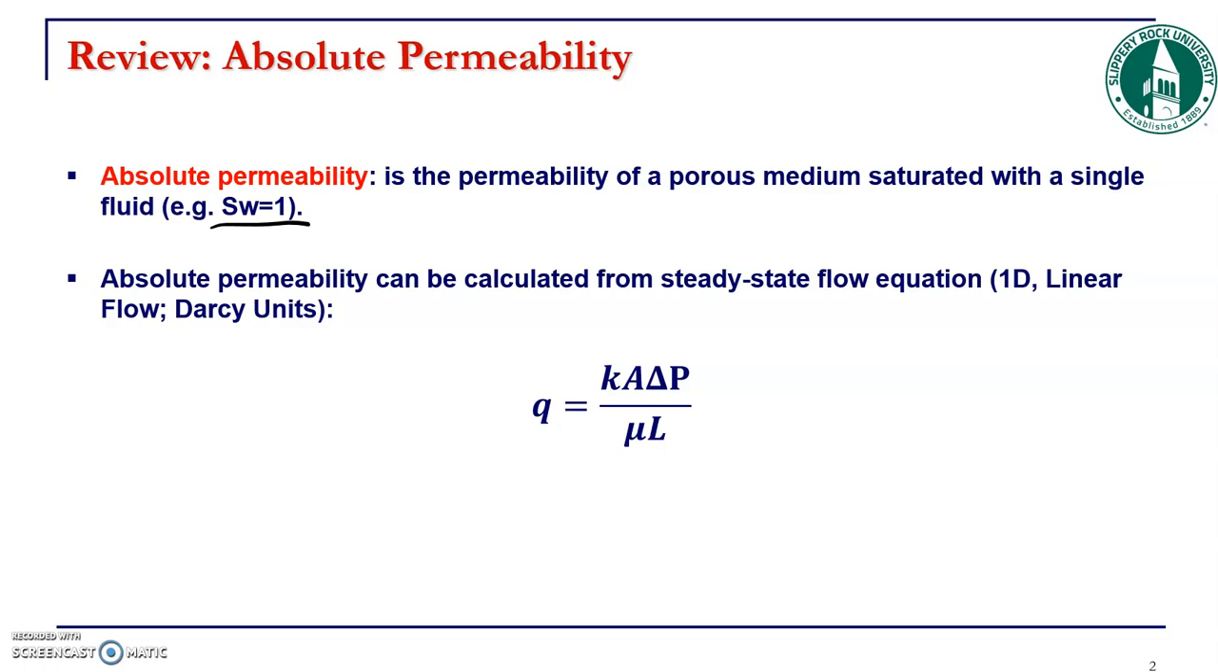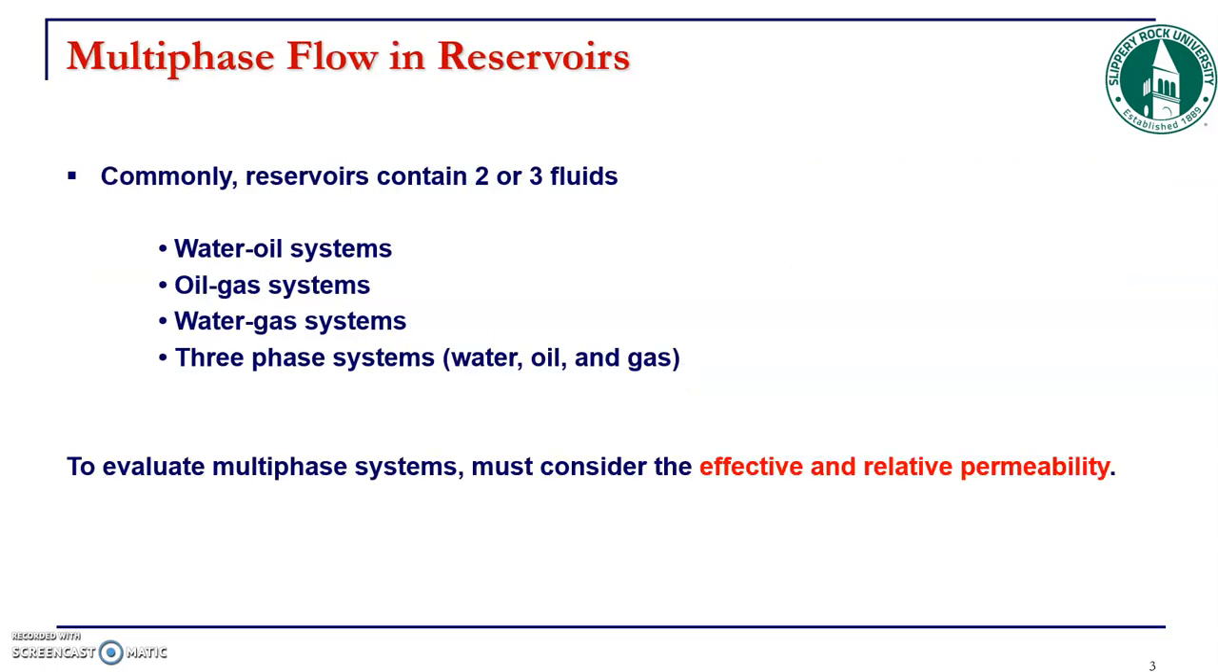Now, what if we have a multiphase flow system? It means that we have different phases, which are basically water, oil, or we have an oil and gas system, or we have a water gas system, or even a three-phase system. I should mention that when we talk about a three-phase system, we mean that all these three phases are moving.